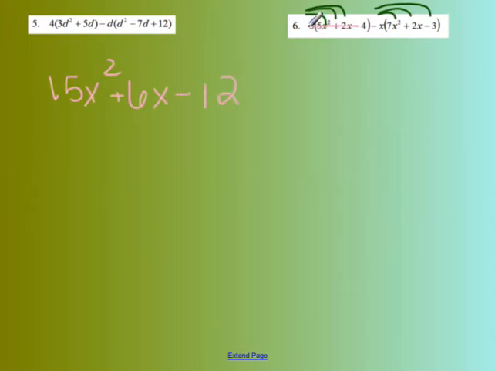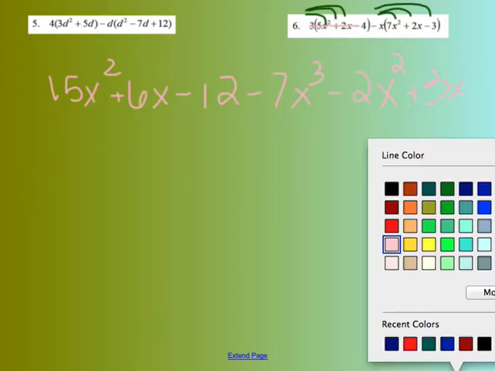Now I'm taking that negative x and distributing it in. Negative x times 7x squared. First of all, that's going to become negative 7. X to the first times x squared, add those exponents and you get x cubed. Negative x times 2x, that's going to become negative 2. X times x is going to become x squared. Negative x times negative 3 is going to become positive 3, and then you want to make sure there's an x with it. So now we want to go through and combine our like terms.